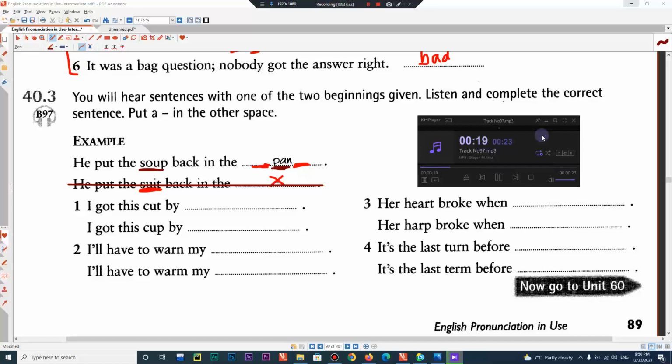Example. He put the soup back in the pan. 1. I got this cup by winning the game.